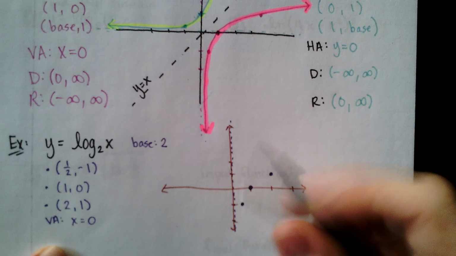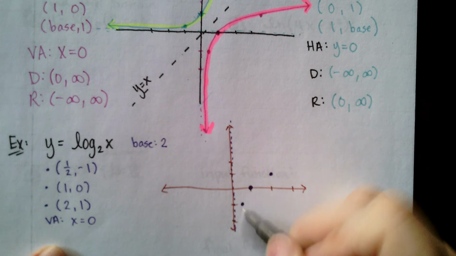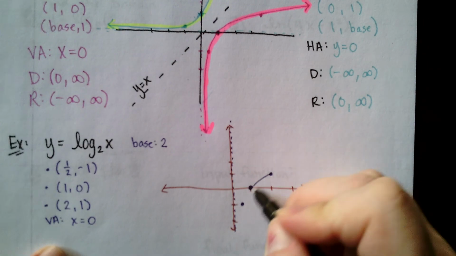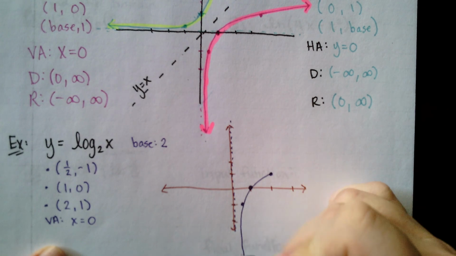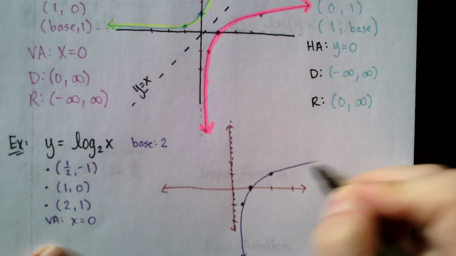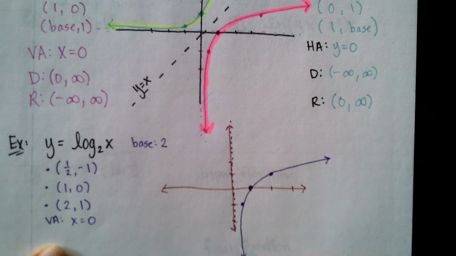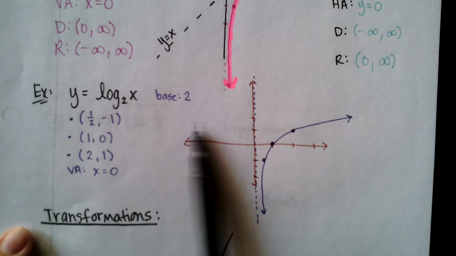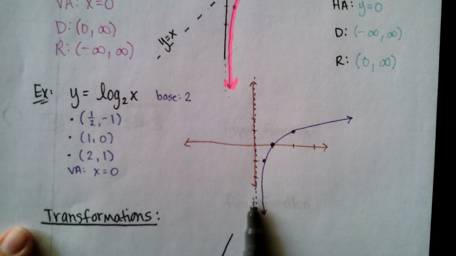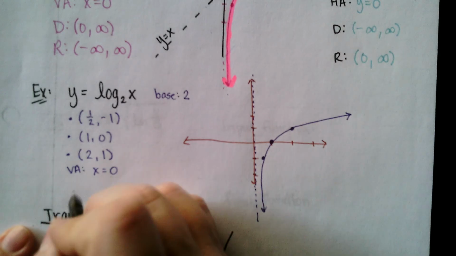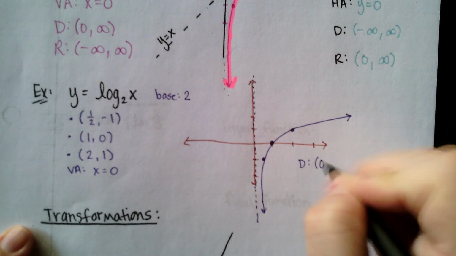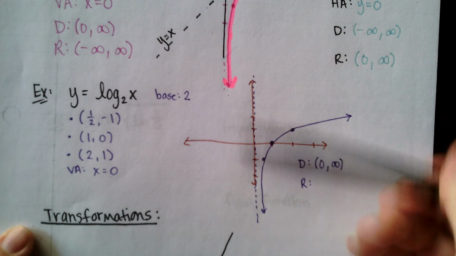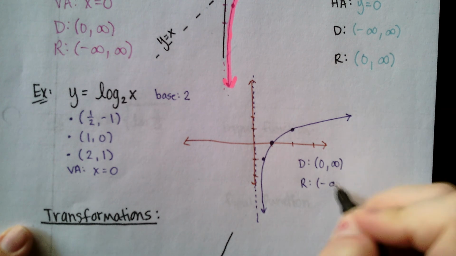When I draw that graph, I want one end to go along that asymptote, the other end away from it, and go through all three of these ordered pairs. So we're going to curve along that asymptote and then away from the asymptote. If I look at the domain, the x values don't pick up until after 0, but they won't include 0. So the domain will be 0 to infinity, and the range is going to be all the way from -infinity to infinity.